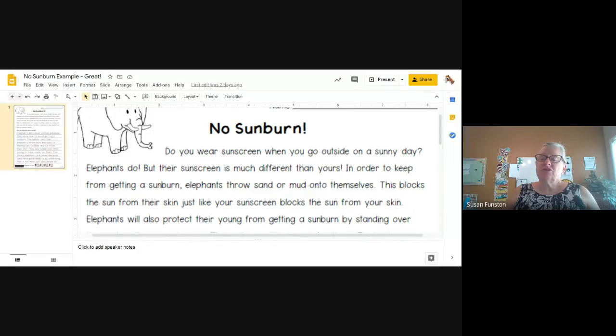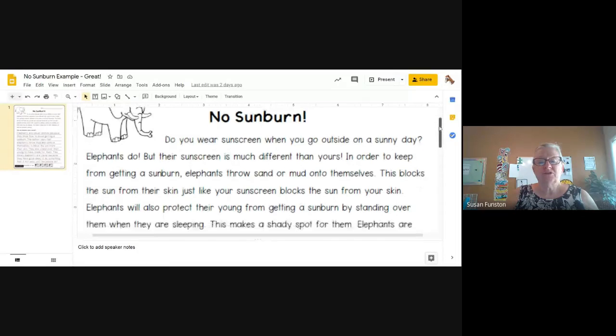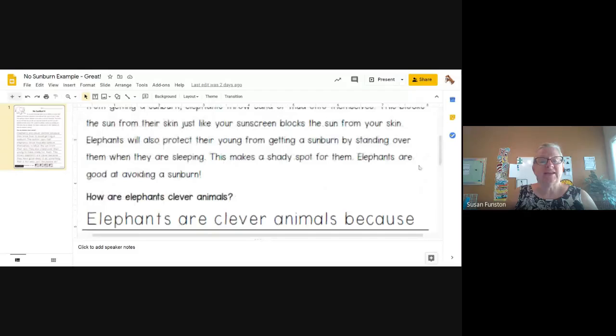Do you wear sunscreen when you go outside on a sunny day? Elephants do, but their sunscreen is much different than yours. In order to keep from getting a sunburn, elephants throw sand or mud onto themselves. This blocks the sun from their skin, just like your sunscreen blocks the sun from your skin. Elephants will also protect their young from getting a sunburn by standing over them when they are sleeping. This makes a shady spot for them. Elephants are good at avoiding a sunburn.